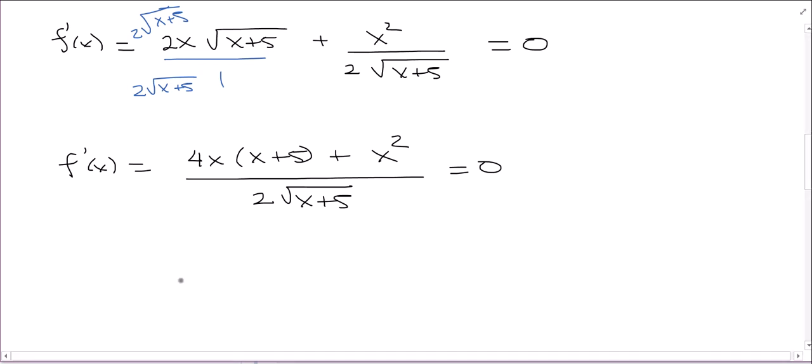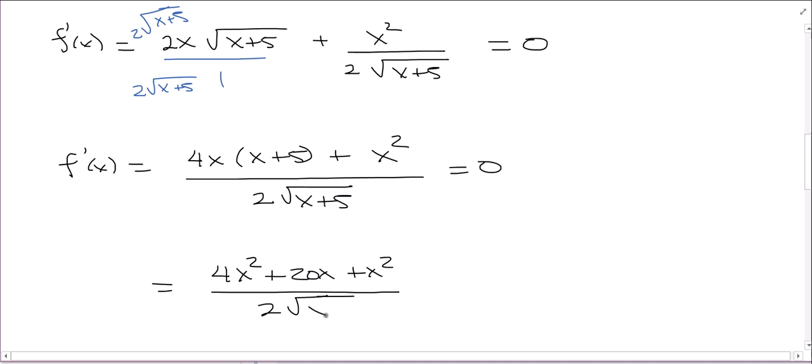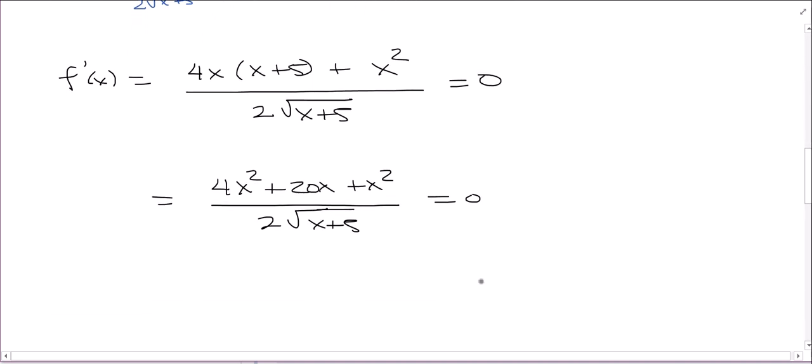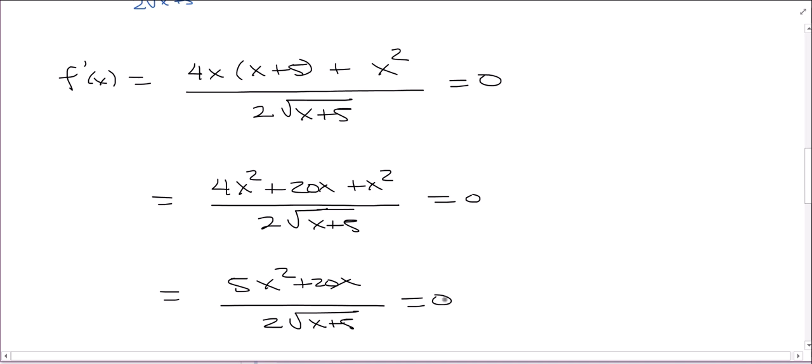And let's distribute that 4x in. So I'm going to have 4x squared plus 20x plus x squared over 2 square root of x plus 5 equals 0. I guess I could have set it equal to 0 way after I simplified. So 5x squared plus 20x over 2 square root of x plus 5 equals 0.